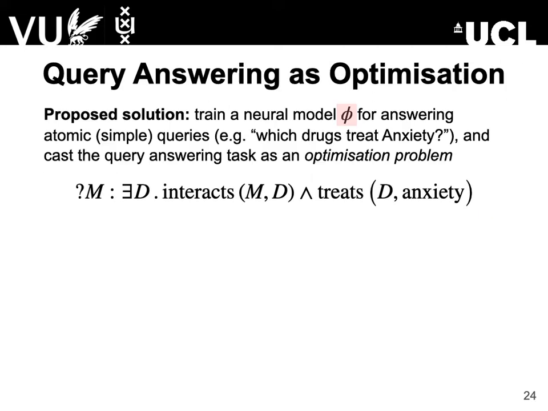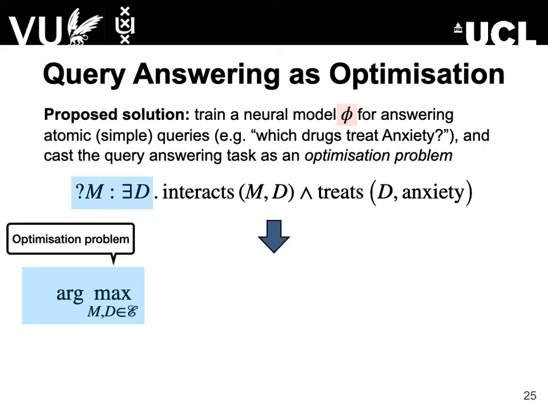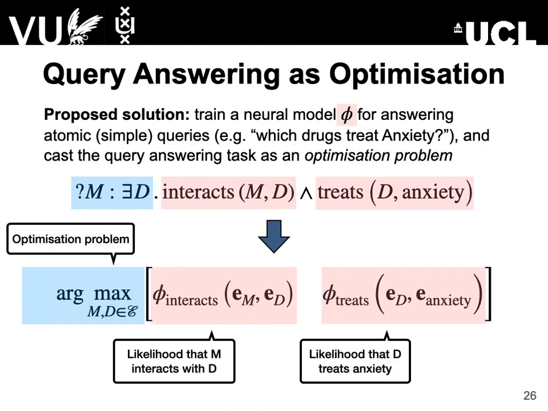To solve these problems in this work, we propose a completely new paradigm for answering complex queries on incomplete knowledge graphs. We first train a model phi for answering simple atomic queries, like which drugs treat anxiety. And then we convert each query into an optimization problem, where we need to identify the optimal values of the variables, in this case M and D, in the query, that maximize the likelihood that M interacts with D and the likelihood that D treats anxiety.